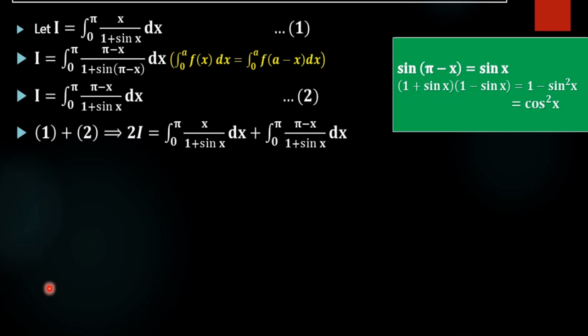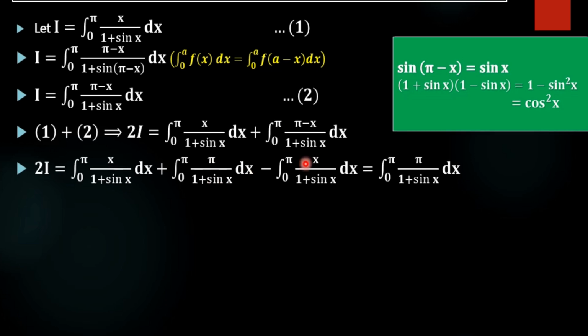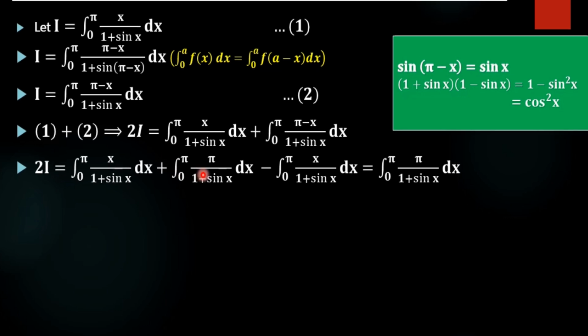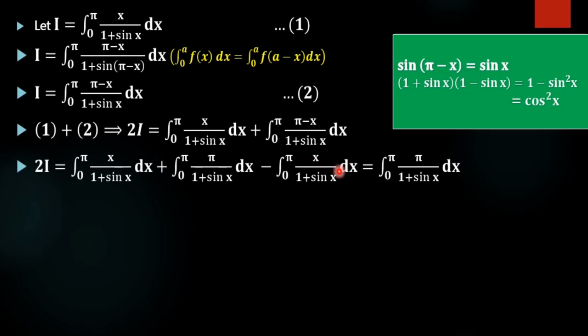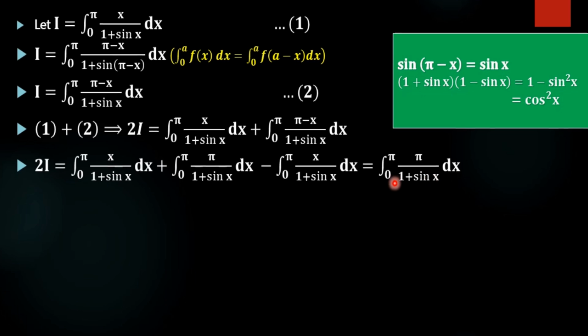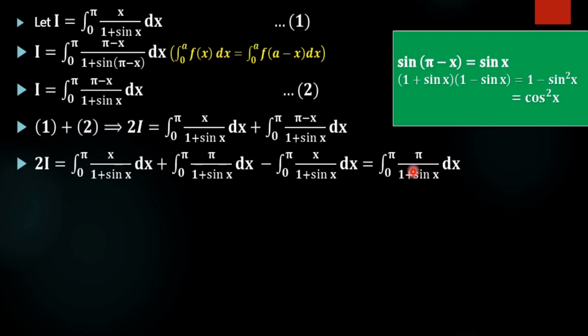In the next step, we are separating the numerator of this term, that is pi minus x can be rewritten as pi by 1 plus sin x minus x by 1 plus sin x, integral 0 to pi. Now, this term and this term are equal and opposite, so we can make it 0. Then what will remain? Integral 0 to pi of pi by 1 plus sin x dx.